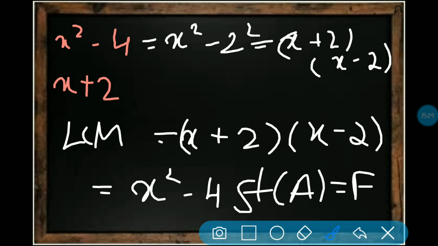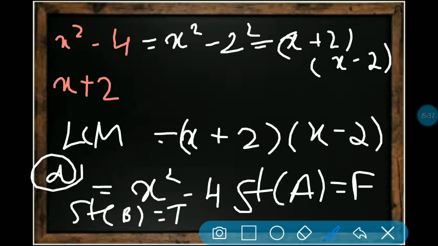Then we will see statement B. If x minus 1 is a common factor of f of x and g of x, then f of 1 is g of 1. Correct. Statement B is true and the answer for this is D. Okay, so that's all within the video.